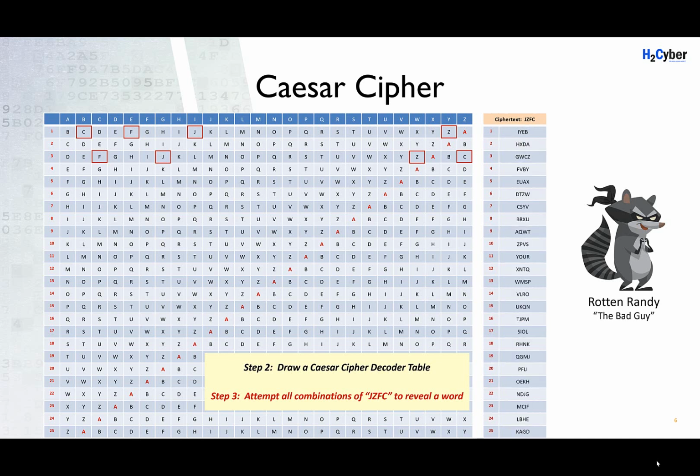Your piece of paper should look like what's on the screen. Did you find any plaintext values that make up a word? You should have discovered Rotten Randy was able to break Amber and Sam's secret message by using a Caesar shift of 11, because our J makes a Y, our Z makes an O, our F makes a U, and our C makes an R, revealing the word your. None of the other values actually make up a word. Congratulations, you're now a code breaker!